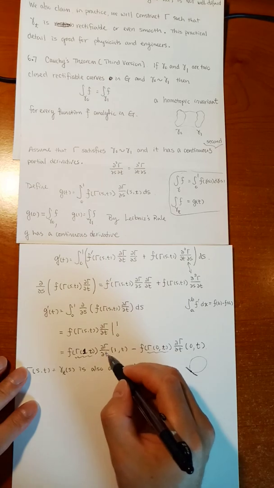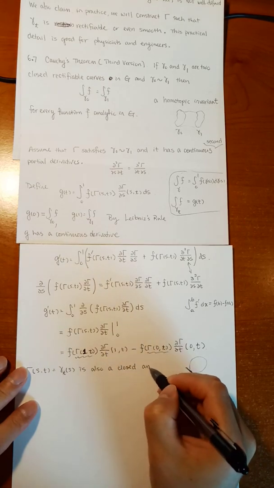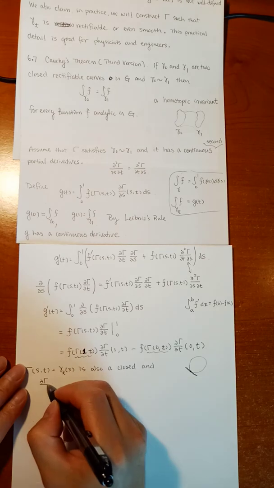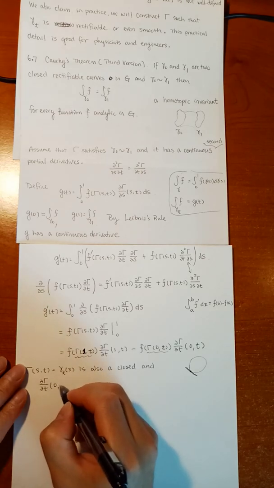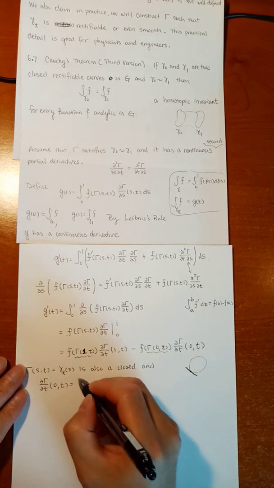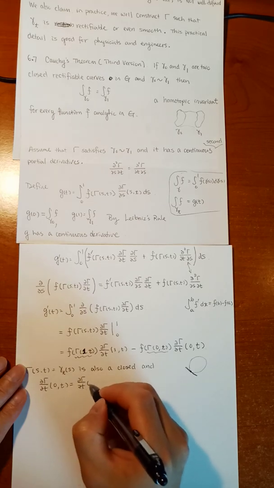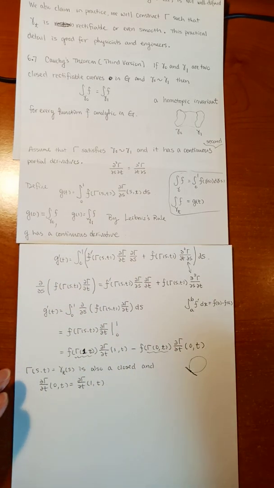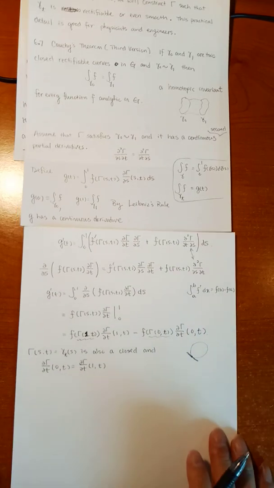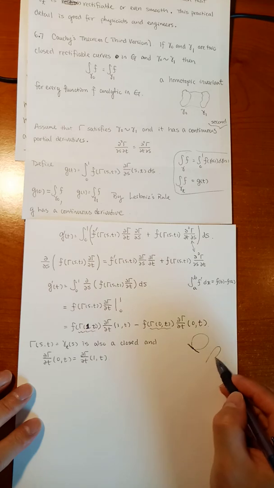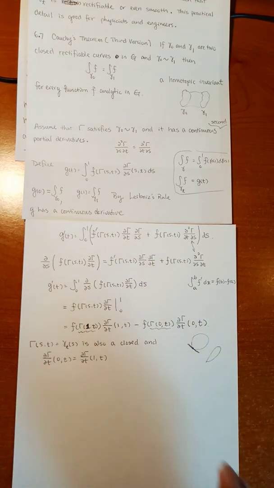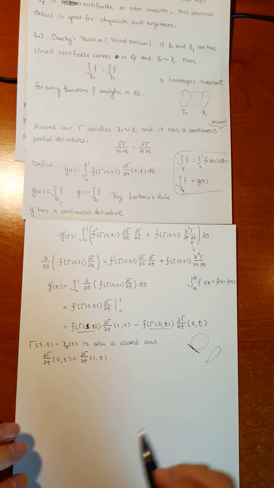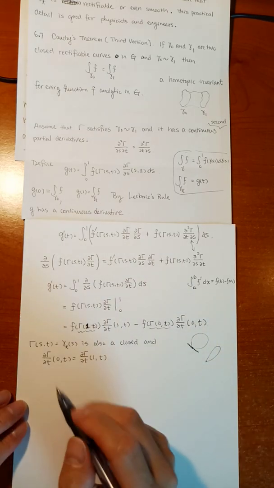So partial gamma partial t of 0t is equal to partial gamma partial t of 1t. Okay, so these two must be the same thing. You cannot have this. This is not continuously differentiable. It's continuous, but it's not differentiable at this point.